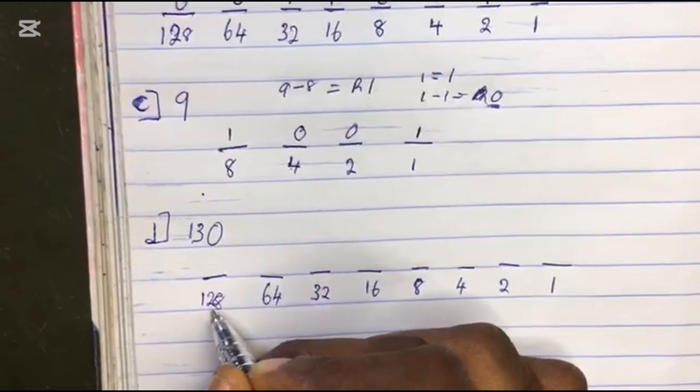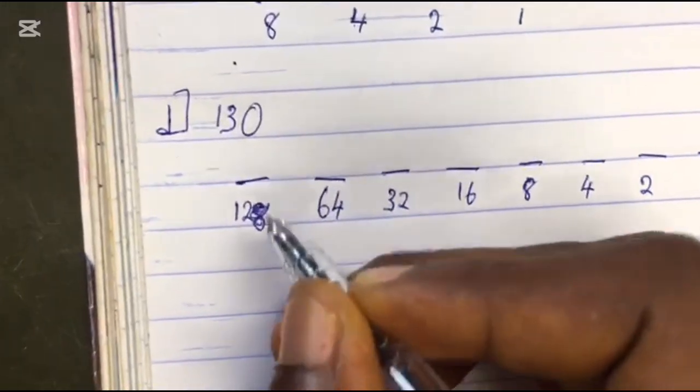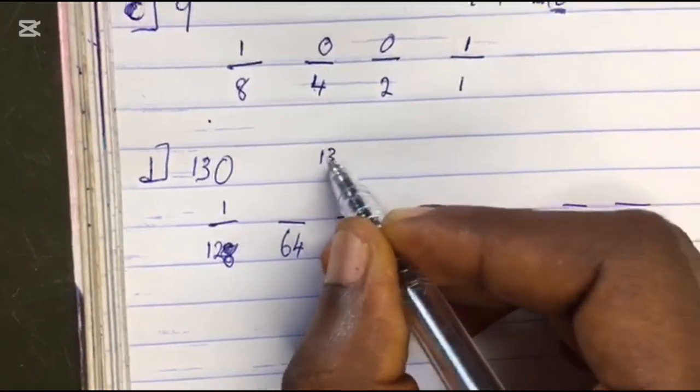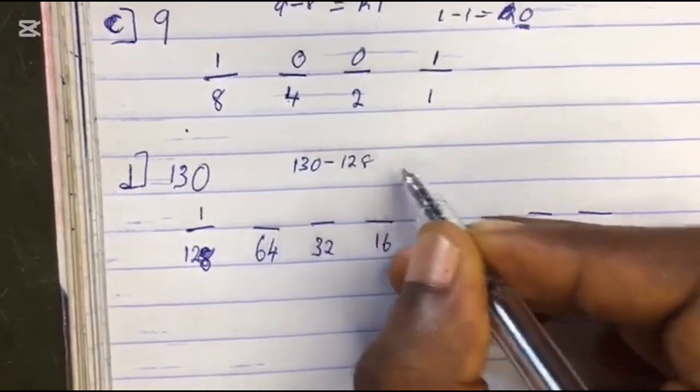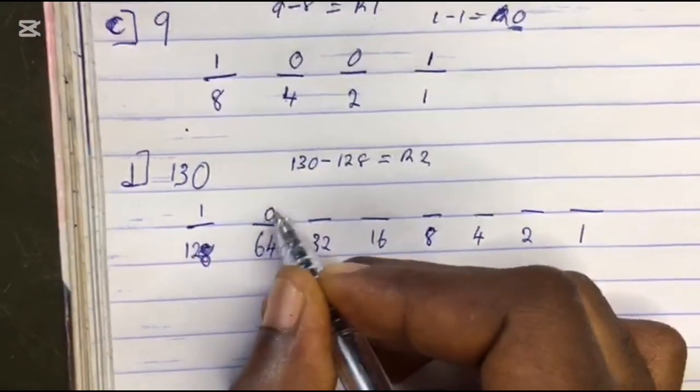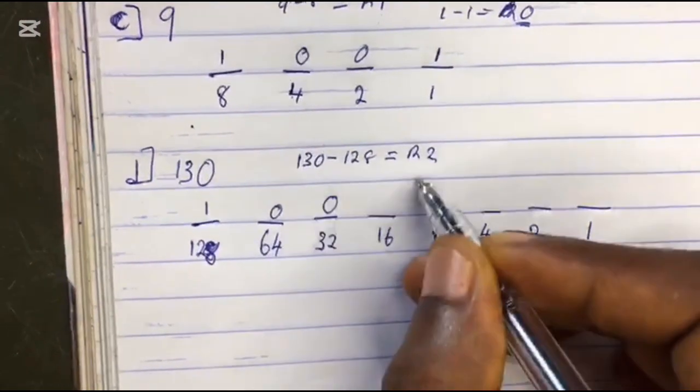So is 130 bigger than 128? Yes, it's bigger than this. So you're going to write down 1, then you subtract 130 minus 128. It's going to give you remainder 2. Is 2 greater than 64? No. Is 2 greater than 32? No. Is 2 greater than 16? No.